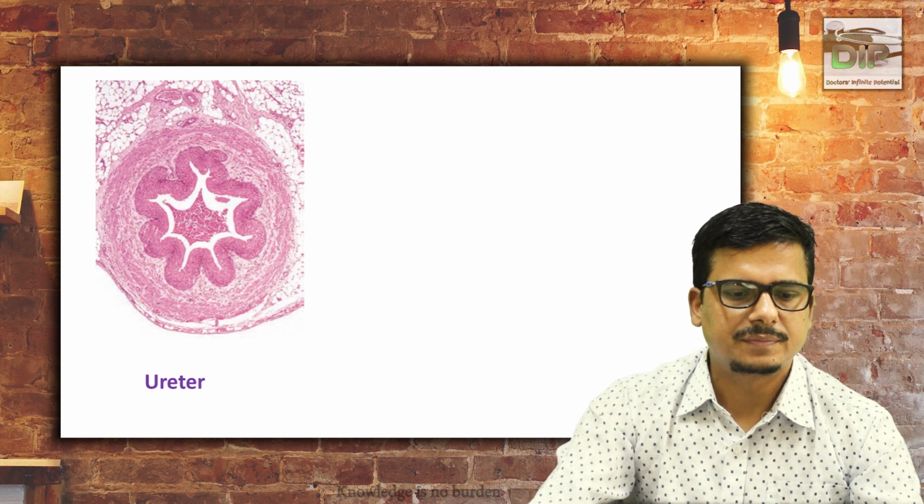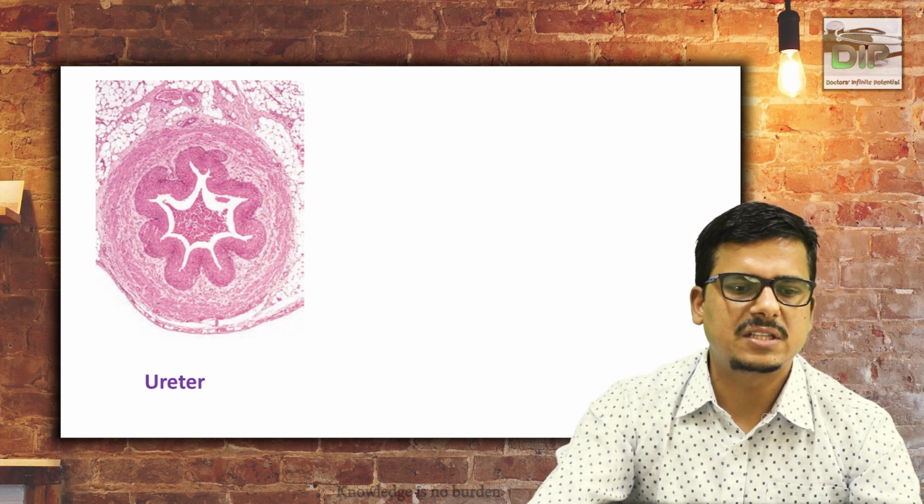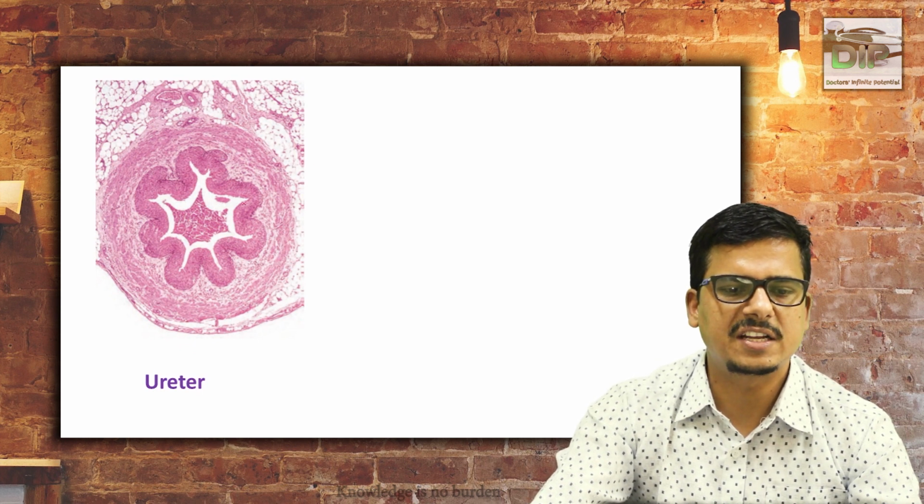This is the slide of the ureter. You can see the lumen of the ureter here, and this is the folding of the mucosal lining. So the mucosal lining is very much folded.